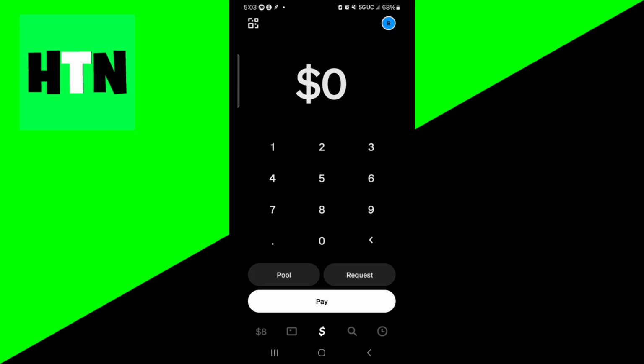And the first thing you always want to do is make sure your Cash App account is verified. It's really important that you do that, because if your account isn't verified, then you're going to have to go through a lot more hurdles whenever you're trying to do transactions.